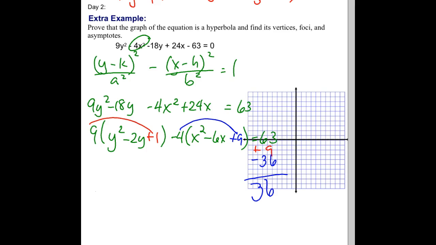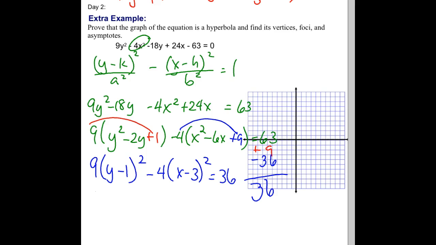So we want to factor this, right? We completed the square to make it a perfect square trinomial. So we're going to factor it into that. Okay? So y squared minus 2y plus 1 is going to factor down to y minus 1 squared. Okay? Same thing on the other piece. What do we get? Okay? And we said this all equals a 36.